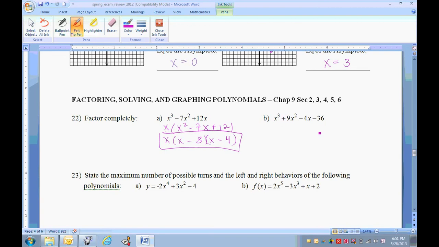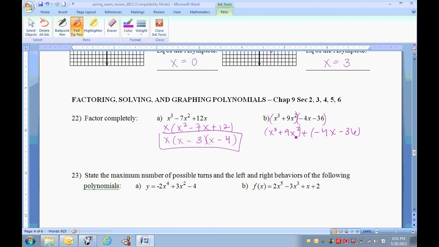Now part B, I look and see there's no GCF, and I also realize that there are 4 terms. Well, when I have 4 terms, I'm most likely going to factor by grouping. So I take the first 2 terms and the second 2 terms and put them together. Then I write them as x cubed plus 9x squared plus -4x minus 36. Then I go ahead and factor each of those individually.